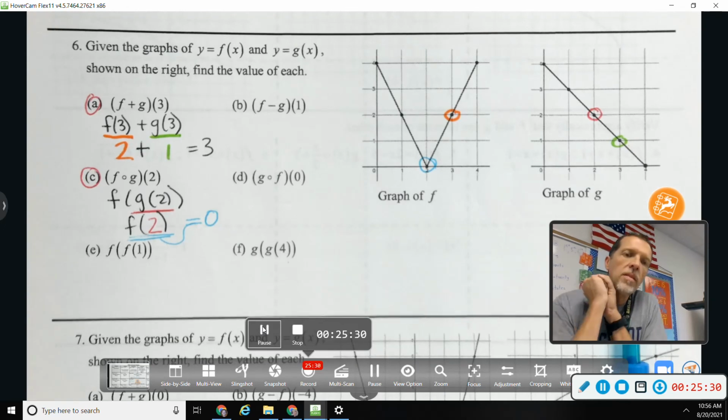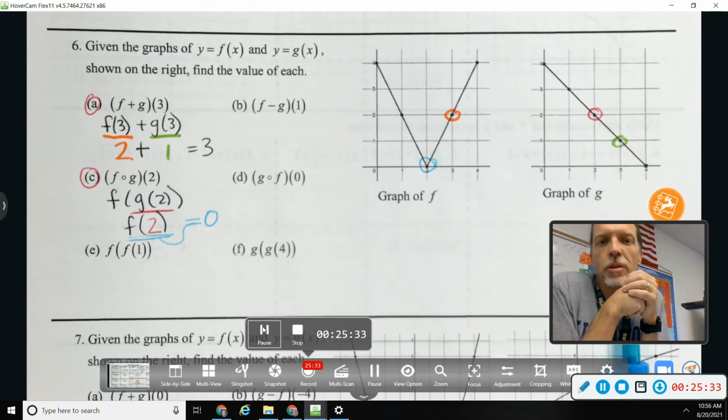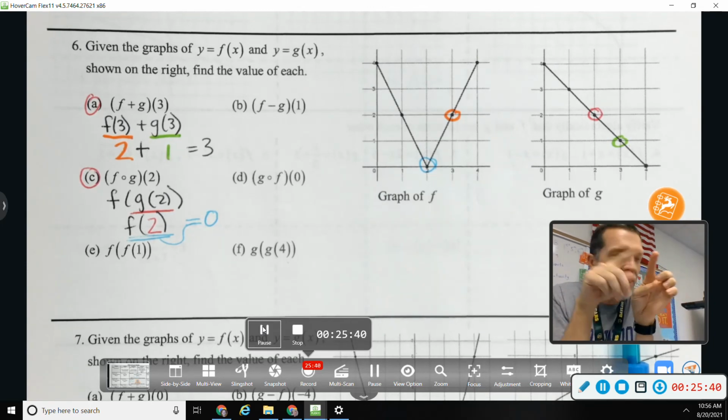So yeah, those aren't hard. Once you get the hang of them, those are probably the easiest ones on there. But just be careful to make sure you're looking at the right f versus g and the x and the y. It's just a be careful kind of thing.